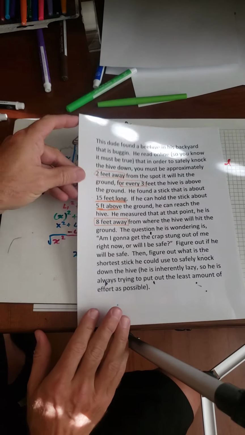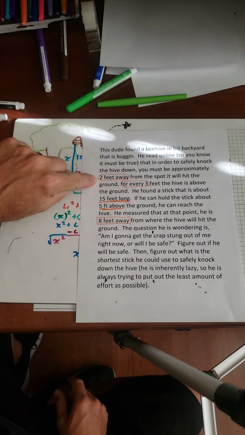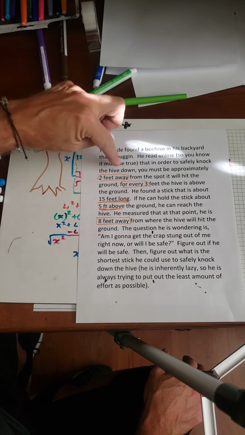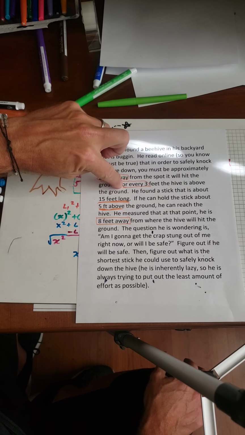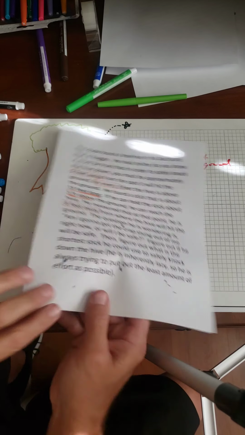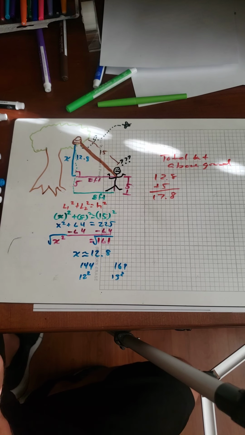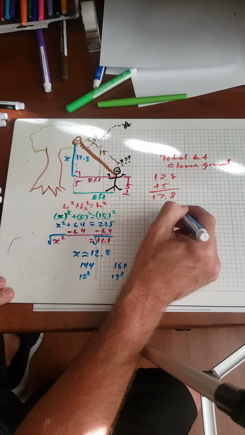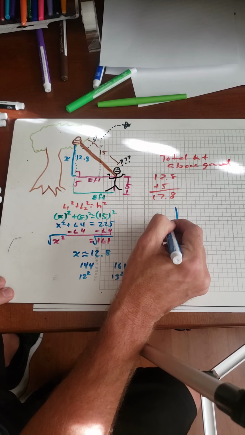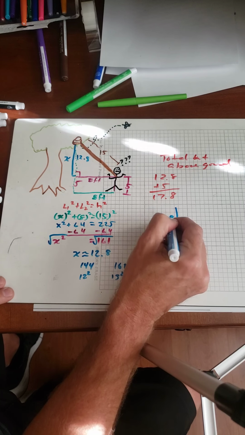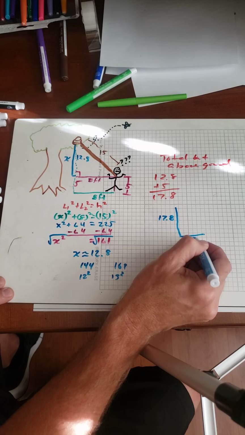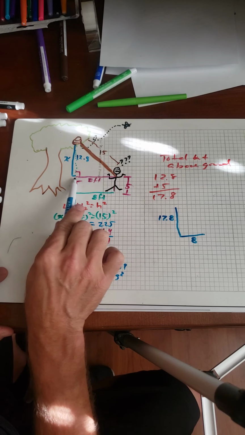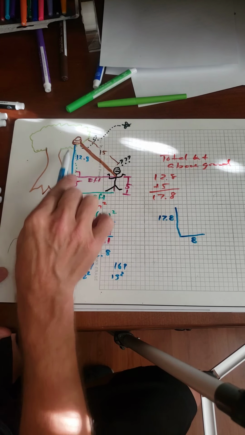Well, now we got to go back and look at this ratio thing. So the ratio here tells me that I have to be 2 feet away from the spot the hive hits for every 3 feet it is above the ground. All right, so I'm going to redraw my thing here because now that's how high it is, which is 17.8 feet. And this is how far I am. I'm 8 feet away, right? Because that's what this is telling me, is that I'm 8 feet away from where it's going to hit, but that is 17 feet above.